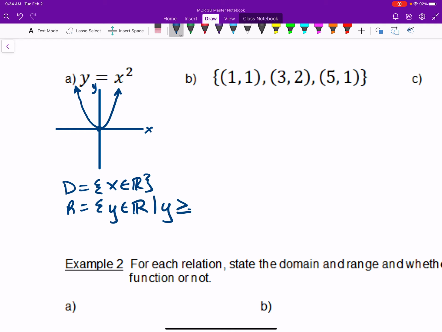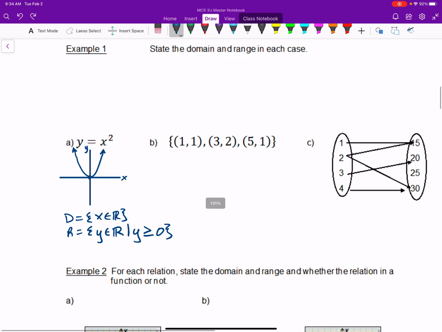So I'll put this line here underneath to show that I'm including the 0, but it's greater than or equal to 0. That's my range. And again, if I think about it in terms of the equation, I can square any number I want for x, but my answer will always be positive or 0. And that's why the range can never be a negative number. Y values that are negative won't work.